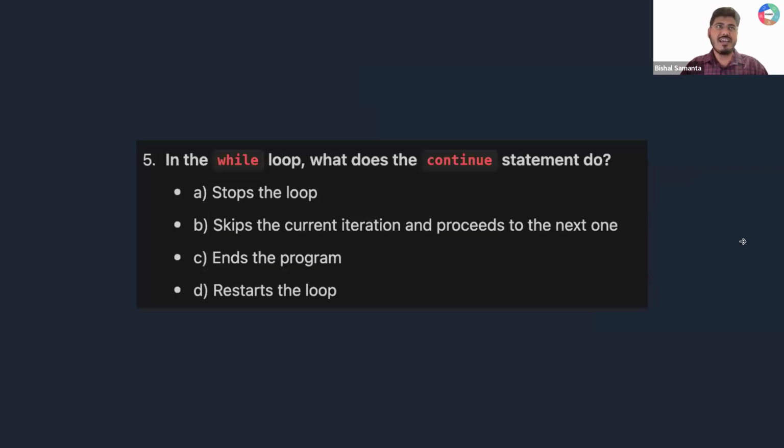In a while loop, what does the continue statement do? Can you think and tell me? Imagine you have relatives in your house and one relative got sick. Continue means skipping that relative, and you do all the remaining ones. So option B: skip the current iteration and proceed to the next one.